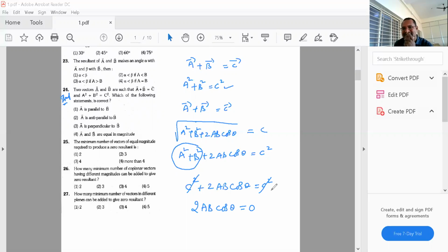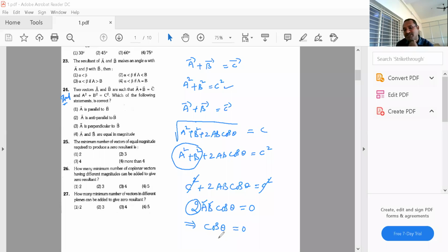C square going to that side becomes minus C square. C square minus C square is 0. In this, 2 is a fixed number, it cannot be 0. A is a vector, it cannot be 0. B is a vector, it cannot be 0. That means cos theta should be 0.